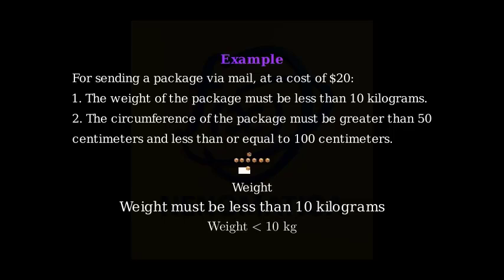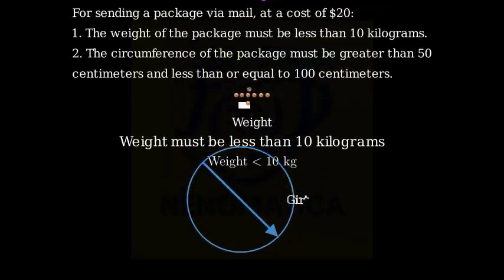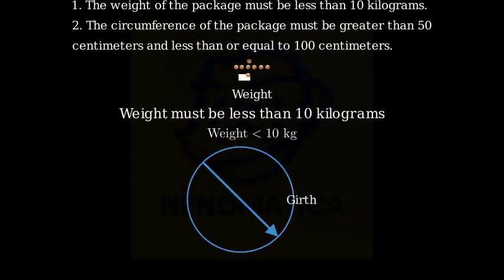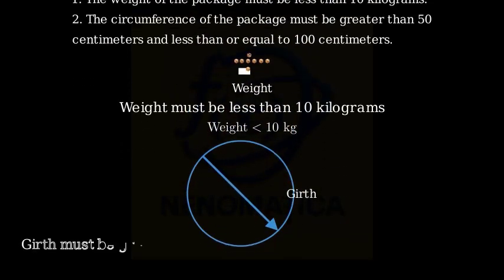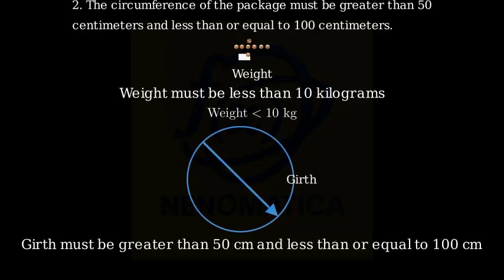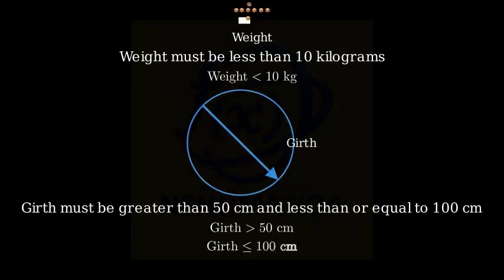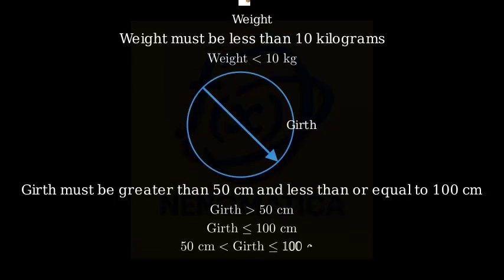For the second constraint, we need to represent the circumference of the package. Let's use the variable girth to represent the circumference in centimeters. The condition states that the circumference must be greater than 50 centimeters and less than or equal to 100 centimeters. This is a compound inequality which we can write as girth is greater than 50 centimeters and girth is less than or equal to 100 centimeters. We can write this more compactly as 50 centimeters is less than girth, which is less than or equal to 100 centimeters.